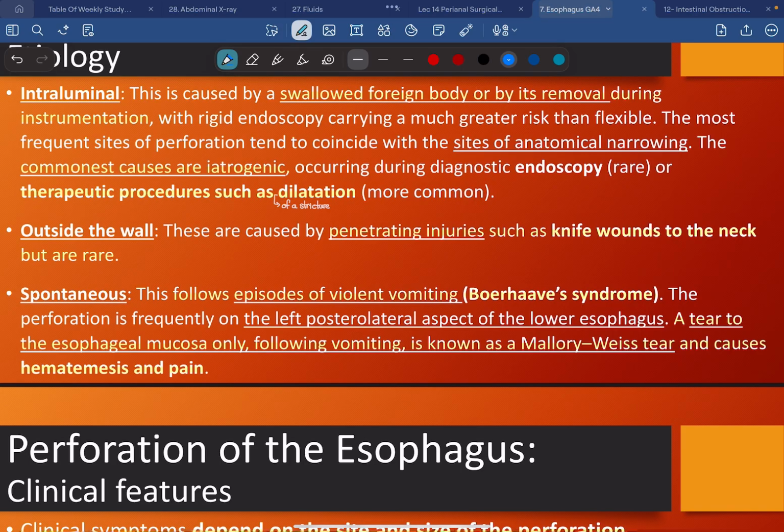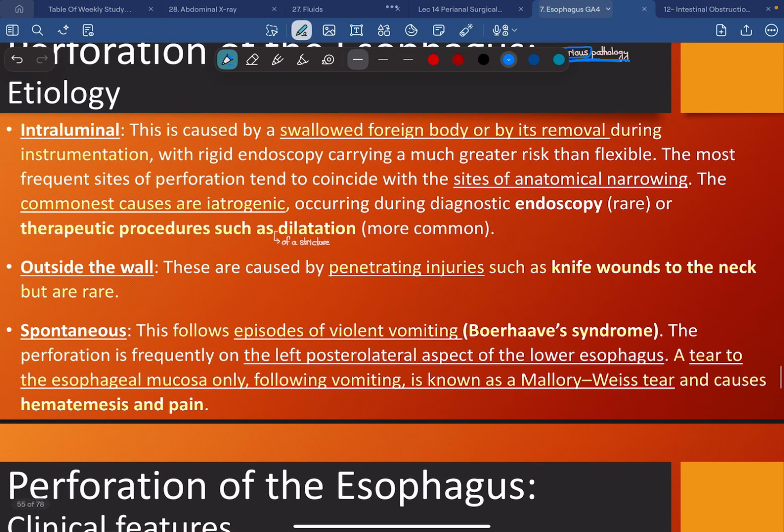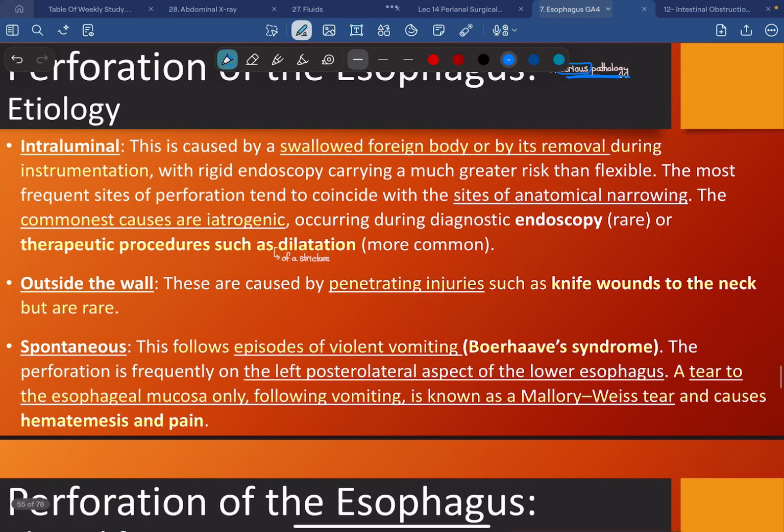The commonest cause of perforation is iatrogenic, by doing endoscopic procedures. Before, in the era of the solid endoscope, it was more common. Now with fiber optic scopes, it's rare. But during procedures, it still can happen. The most common of them is dilatation. When you are going to dilate a stricture, for example, you always have the risk of perforation. So you should observe for this perforation.